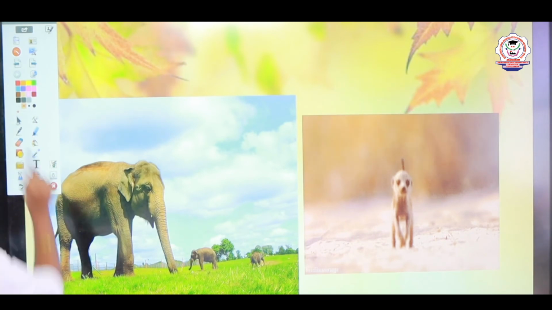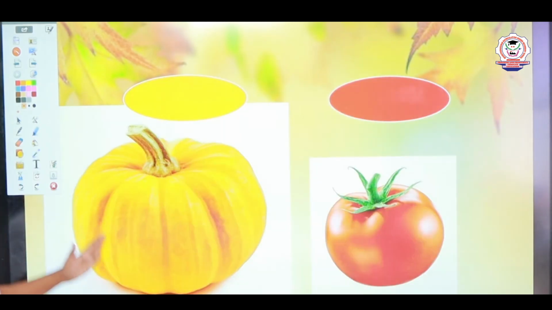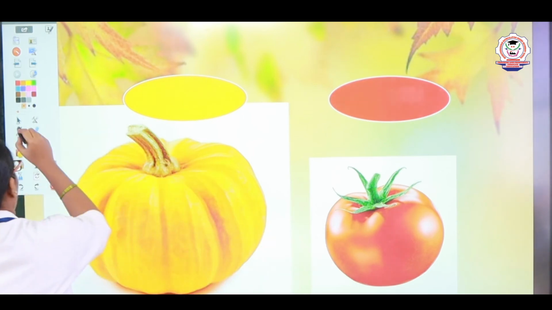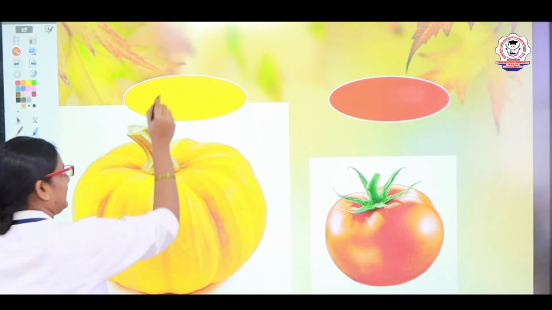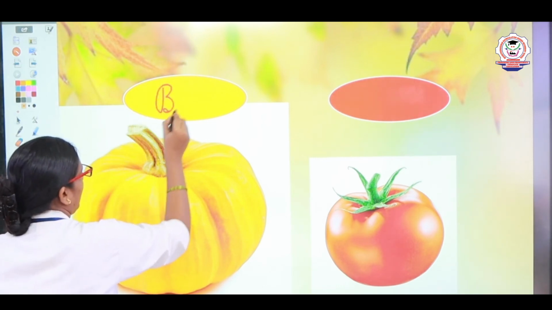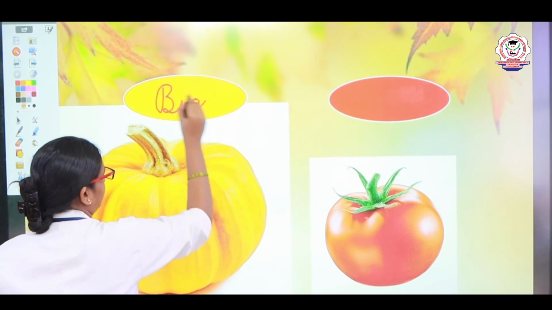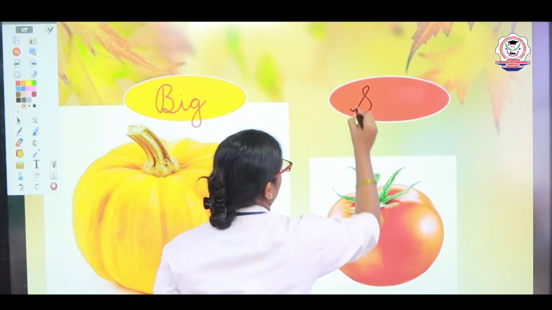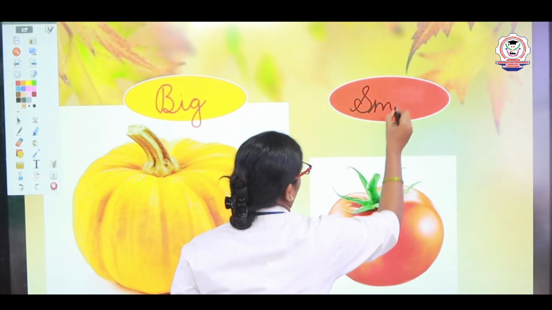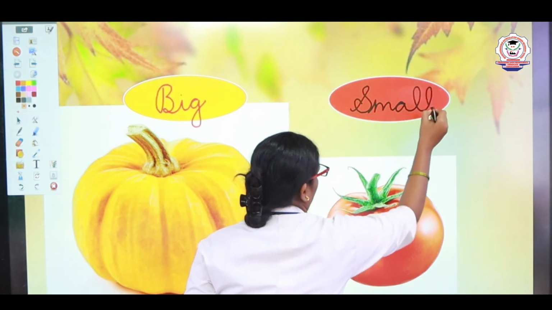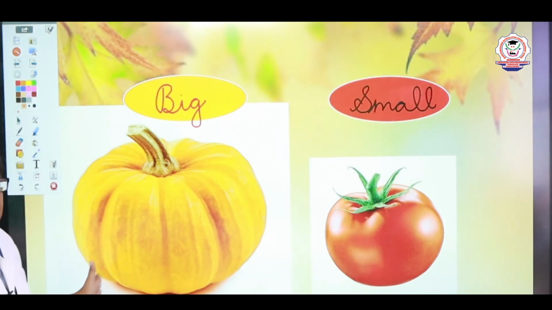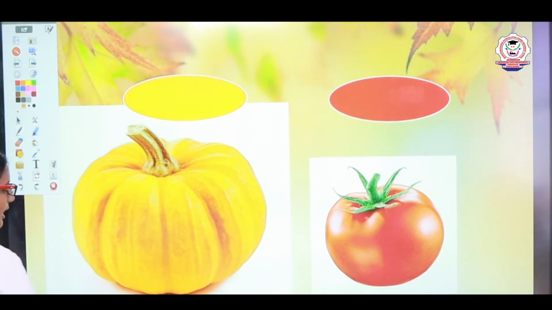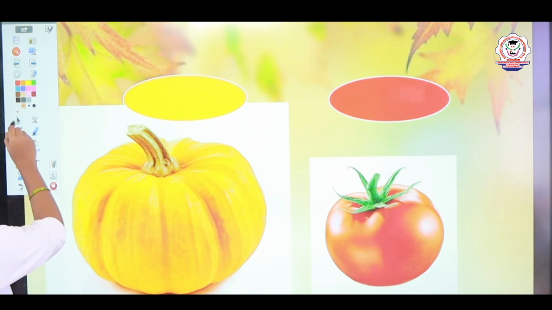Yes. Then one more example. A pumpkin and a tomato. So which is the biggest one? So pumpkin is the biggest one. What is the spelling of big? B-I-G. Big. And tomato is small. S-M-A-L-L. Small. So pumpkin is the biggest vegetable, but tomato is small in size. Yes, children. Now, shall we see one more example for this, children?